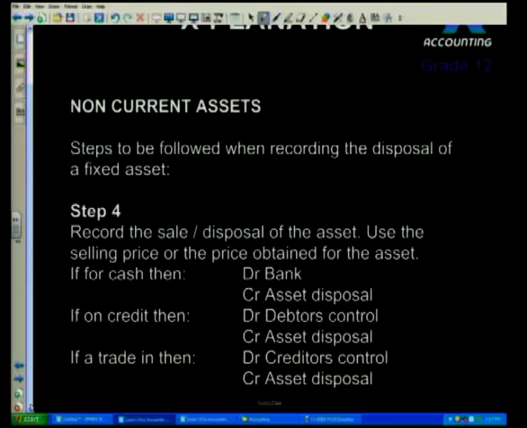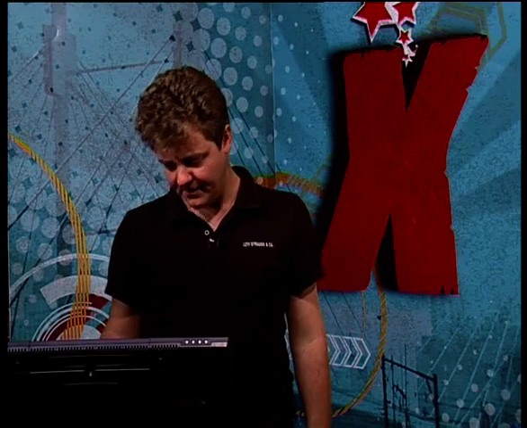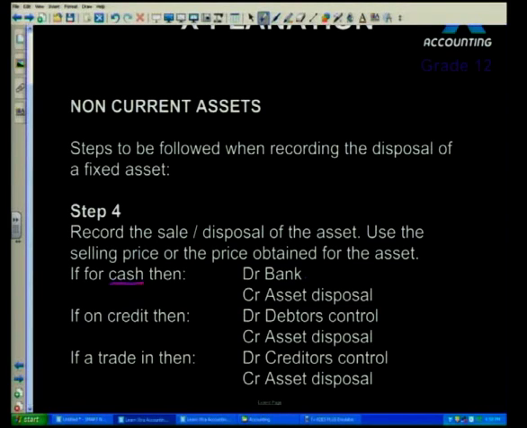First of all, we could sell the asset for cash. Remember, every time you sell something for cash, your bank account is going to increase. That means we are going to have to debit bank. At the same time, we will credit the asset disposal account with the selling price. In other words, the amount of money that we received on selling the asset.